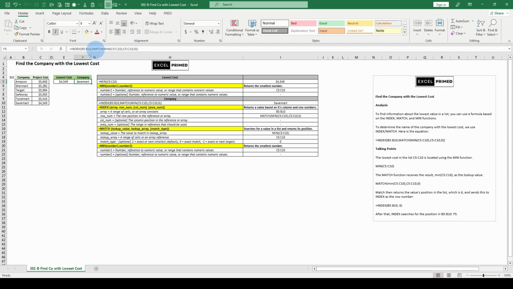What does index do? Index is saying, well, what row number is it? And we know, just hitting F9, it's going to go row 6. Why? Because the min function says it's 4549. That's it. Pretty straightforward. This is a great introduction to index match. There's really nothing confusing or complicated here.